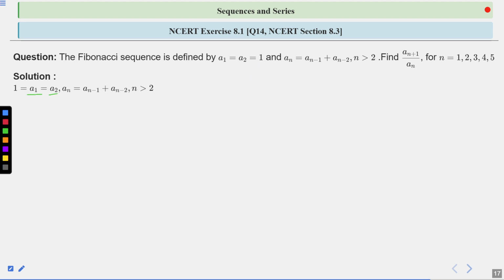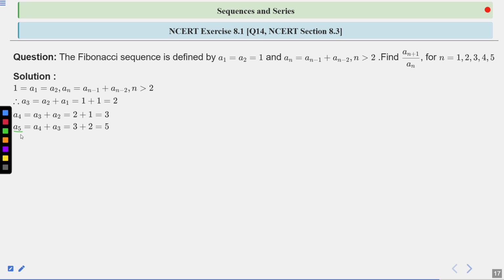So A1, A2 both 1, meaning the first and second terms are both 1. The recursive relation given to us: An, or the nth position term, is simply given by An minus 1 plus An minus 2. So the third term is simply, using the relation, A2 plus A1. A2 and A1 are both 1. So the third term is simply 1 plus 1, which is 2. A4, just add the 2 previous terms. So A3 plus A2. A3 is 2, A2 is 1. So 2 plus 1 is 3. So 3 is my fourth term.